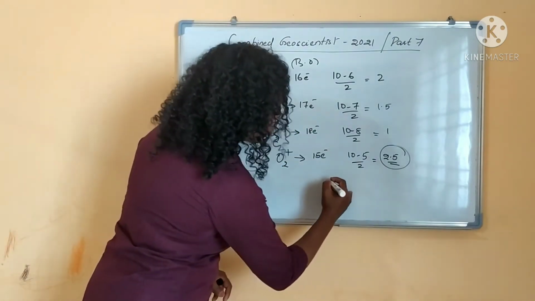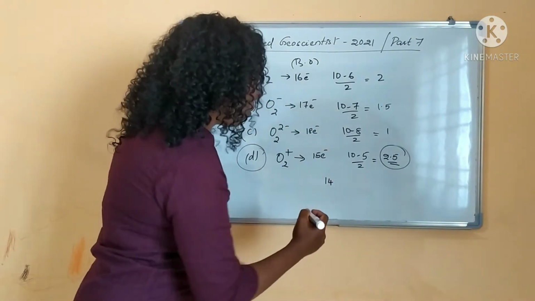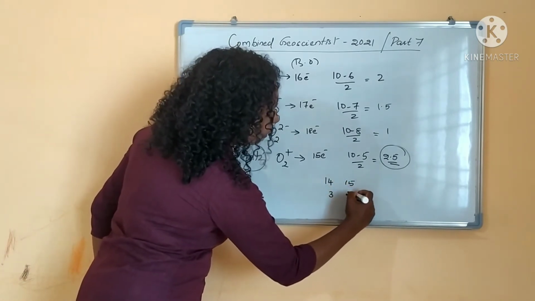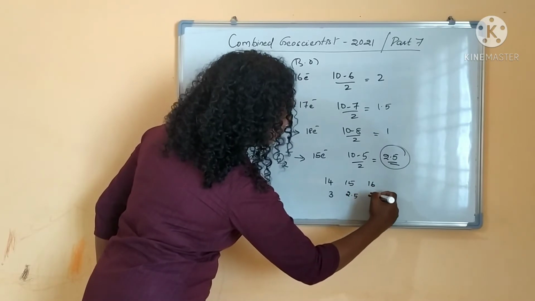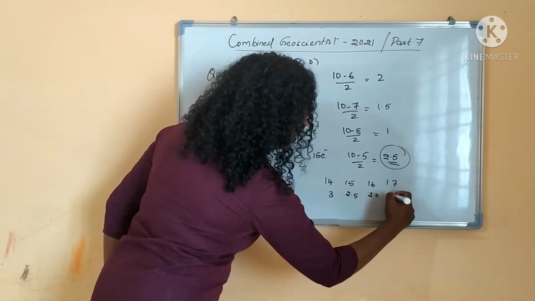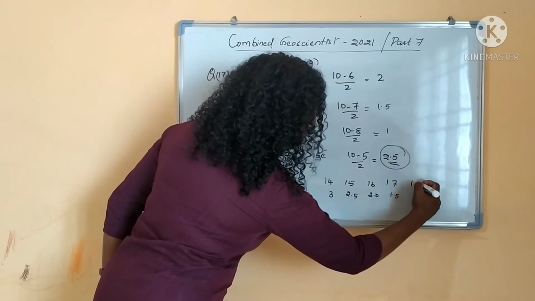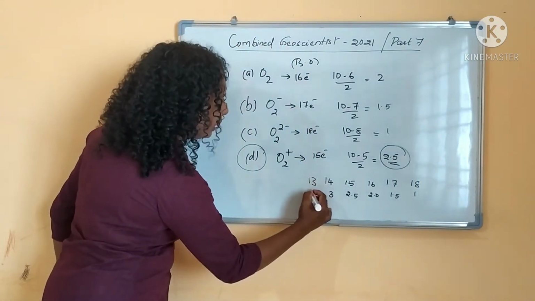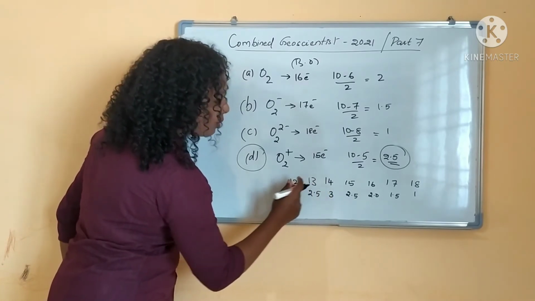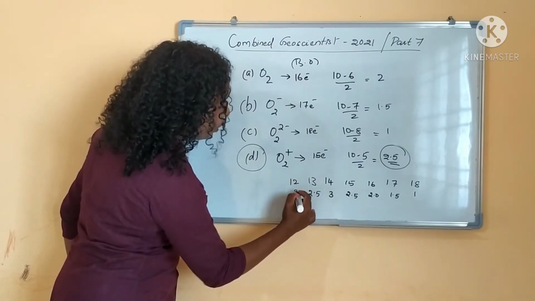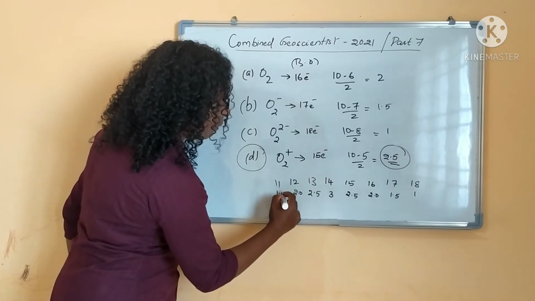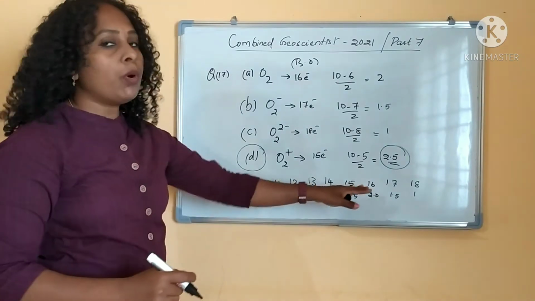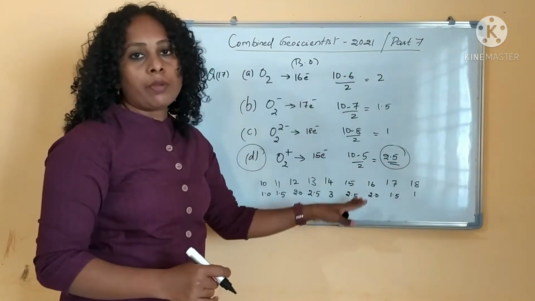So I will write a shortcut here. For a 14 electron system, your bond order will be 3. For 15 it will be 2.5, for 16 it will be 2.0, for 17 it will be 1.5, and for 18 it will be 1. The same way here also: for 13 it will be 2.5, for a 12 electron system it will be 2.0, for 11 it will be 1.5, and for 10 it will be 1.0. This is the bond order, and you know how to calculate the bond order, right?